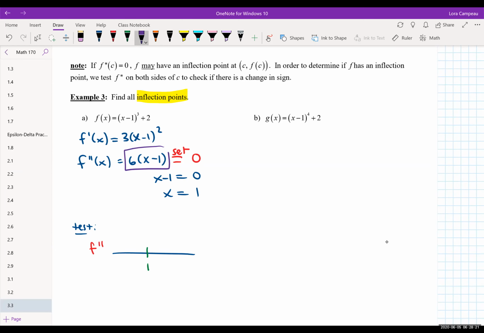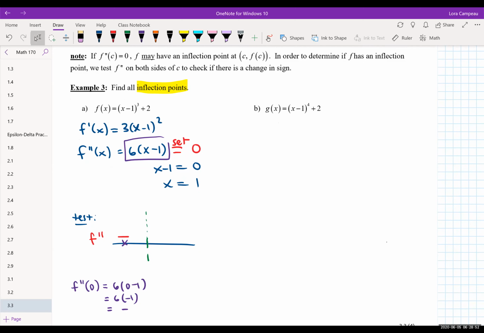If I were to pick, and maybe I'll separate the regions so we can see it a little prettier, a point on the left, x equals 0. So that you can see what I'm doing, I'm plugging into the second derivative. I get 6 times -1, which is negative. So that tells me that the second derivative is negative in this region. And what does that tell me about my function itself? It tells me that the function itself is concave down. You don't necessarily have to name this, but it's all related anyway, so might as well.